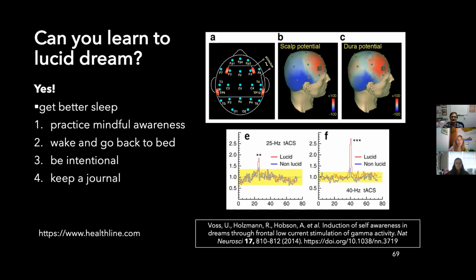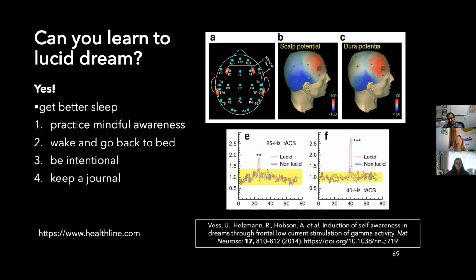So either setting an alarm for early in the morning when you're probably in REM sleep, waking yourself out of REM sleep so your frontal cortex might get going, and then trying to go back into REM sleep so that it's still kind of a little bit active. You want to be intentional about lucid dreaming. Be like, okay, I'm going to do this lucid dreaming thing. Even just telling yourself you're going to lucid dream can increase your chances. Keeping a dream journal is another suggestion I've seen.